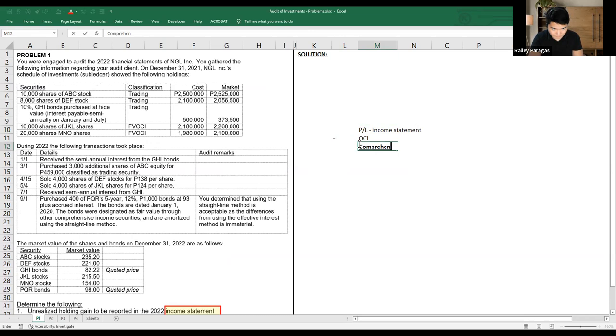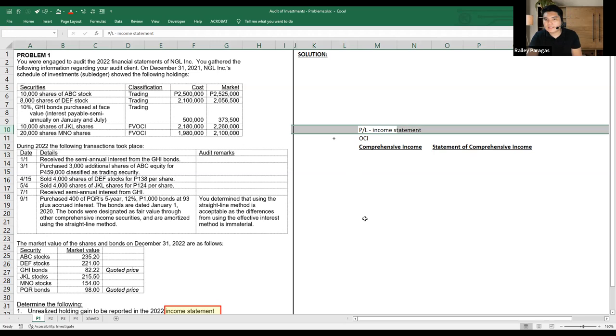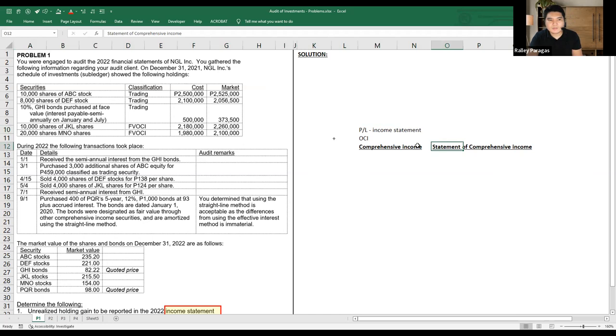Comprehensive income, which is being presented saan? Sa statement of comprehensive income. Okay, so pag tinanong ka ng problem, magkano yung unrealized holding gain na ipipresent sa income statement? Ang kailangan mo lang hanapin dyan would be actually your profit or loss, unrealized gains and losses. Yan lang yung kukunin mo kasi income statement lang yung tanong. Hindi naman siya nagsabi ng statement of comprehensive income. So it's very technical and dapat maalala mo na hindi kasama sa income statement yung OCI. Okay, so profit or loss lang yung compute natin dyan later.